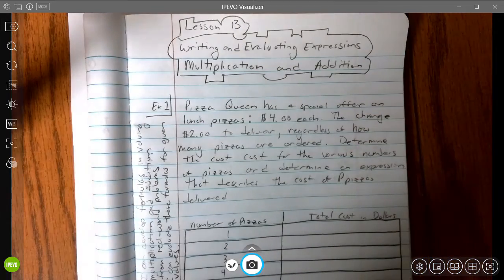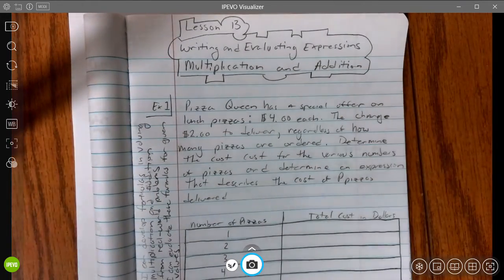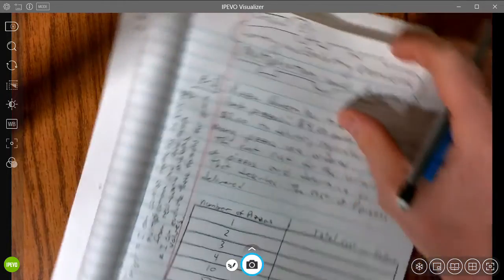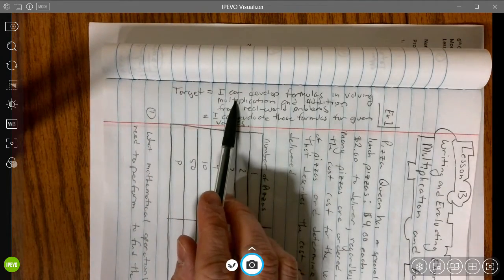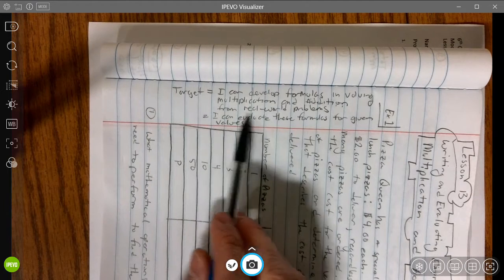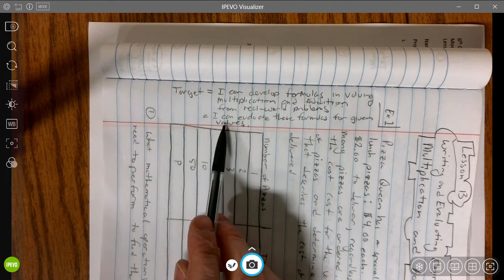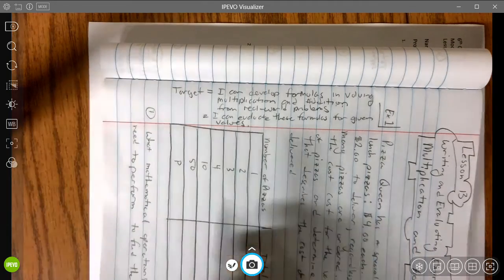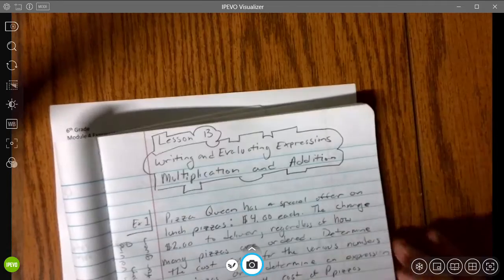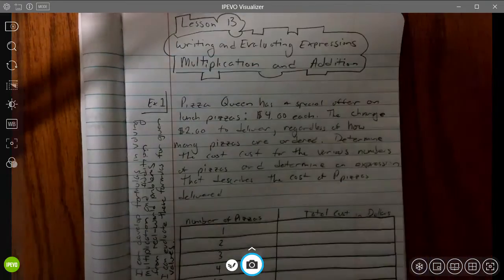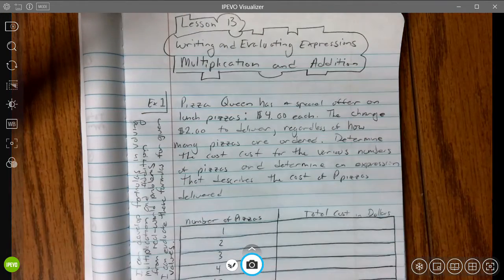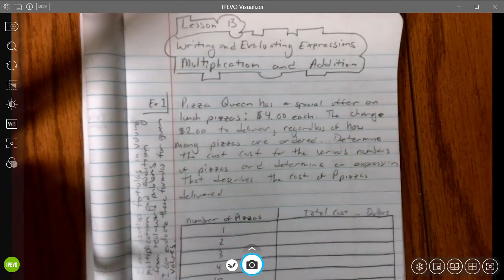Today we're going to be starting lesson 13, which is writing and evaluating expressions using multiplication and addition. I forgot to write down my targets originally, so I wrote them in the margin here. My target is I can develop formulas involving multiplication and addition from real-world problems, and I can evaluate these formulas for given values. Like we've been doing the last couple of days, we're going to develop expressions to help us solve real-world problems, things that you're actually going to encounter.